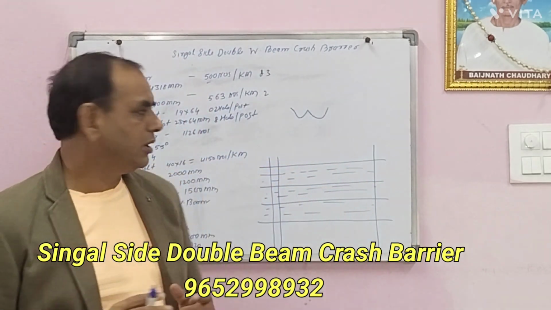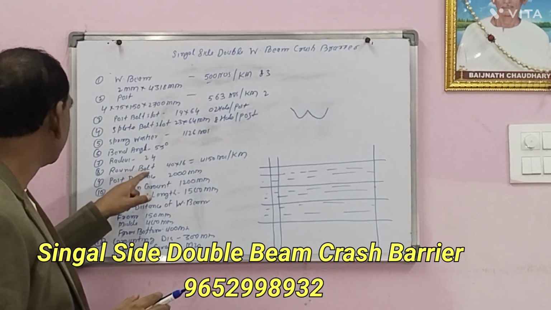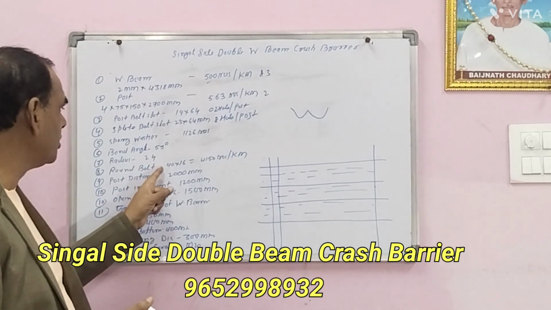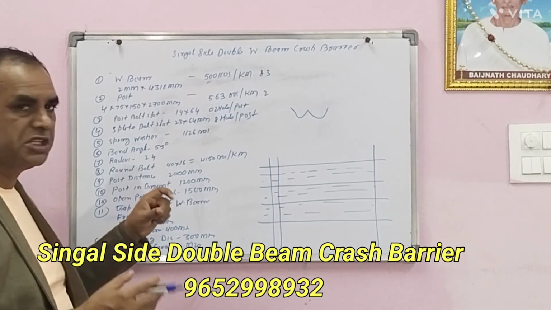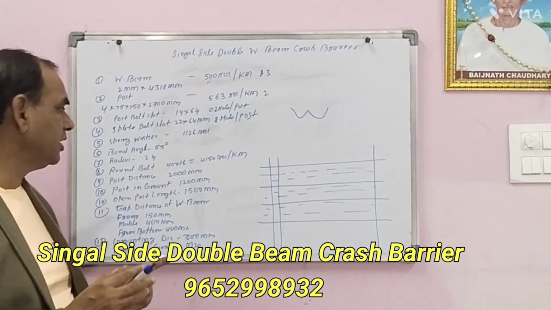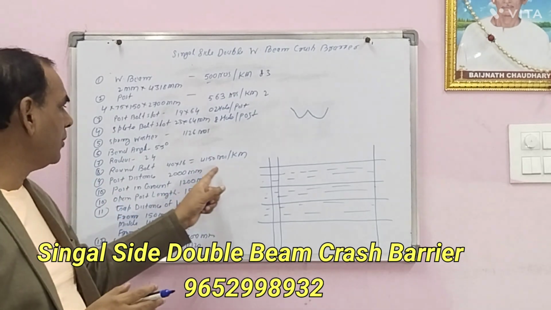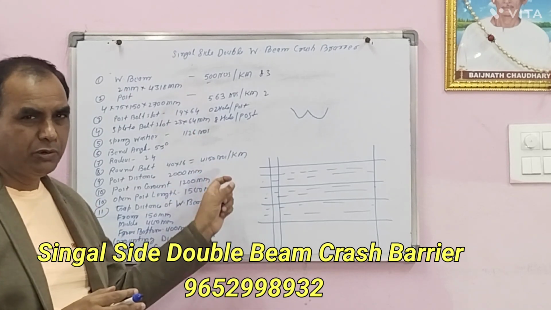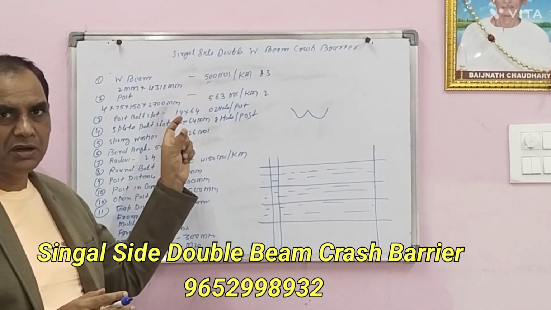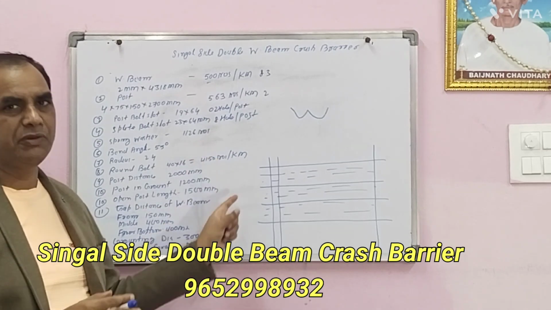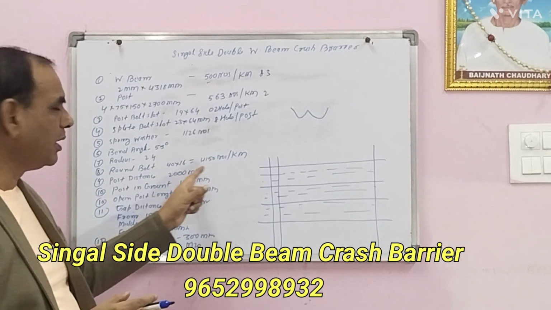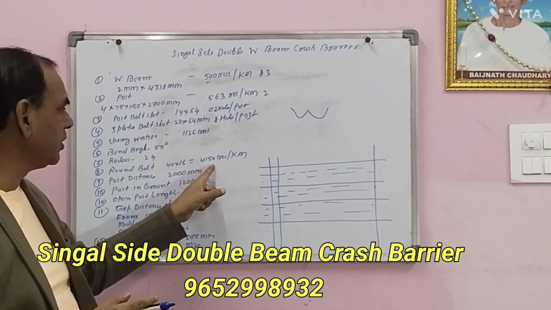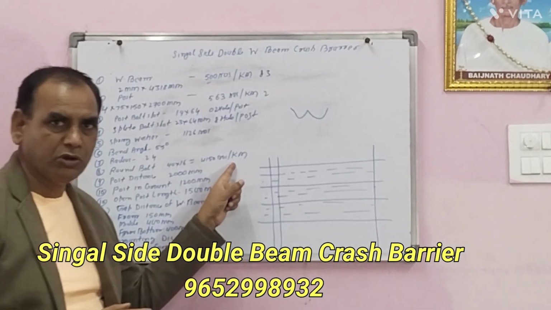Next one, round bolt. What is the dimension of the round bolt? Round bolt dimension is 40 by 16. 16 is the dia and 40 mm is the length. And the total quantity will be 4150 numbers per kilometer for single side double beam crash barrier for the railway project. Round bolt, which we also call button bolt. Total 4150 numbers per kilometer will come.